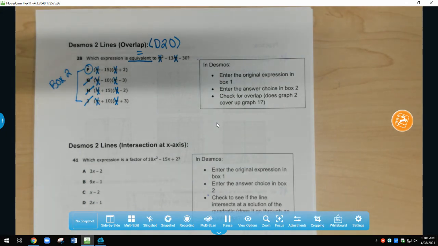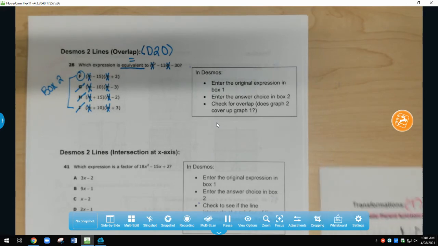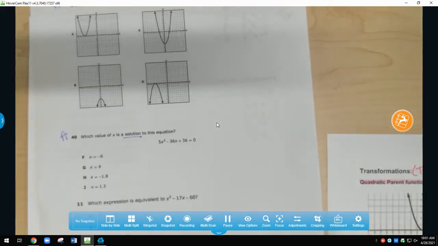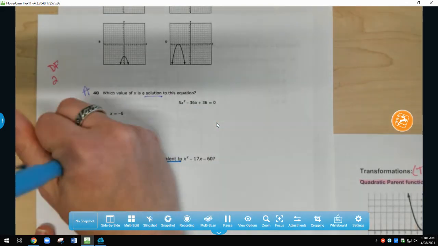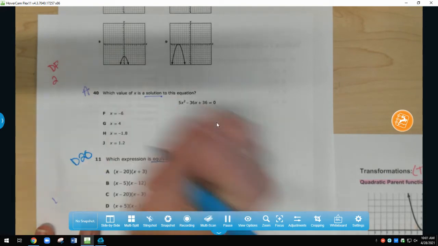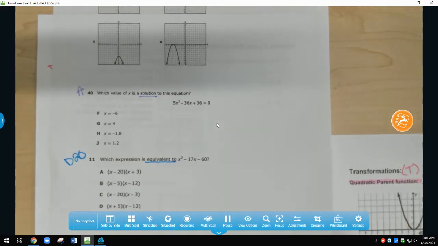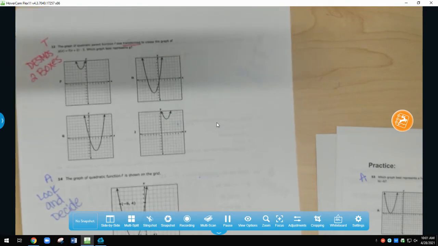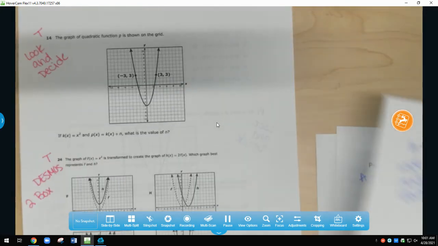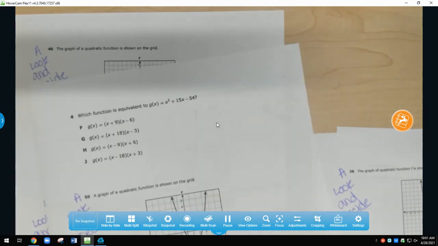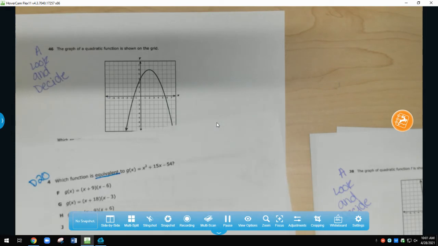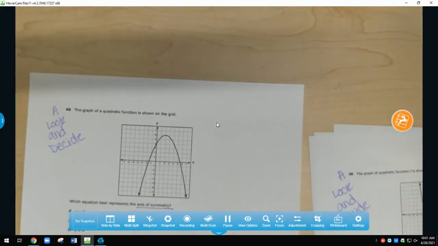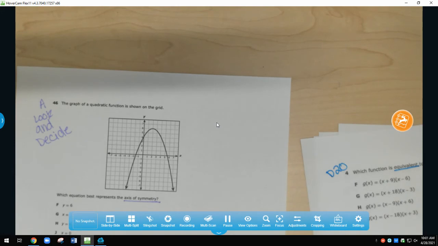Okay, so we're going to go through now and mark the ones that are overlap on those practice problems. So remember, the key word we're looking for is equivalent. So this number 11 would be a Desmos 2-box overlap. This one would be a Desmos 2-box overlap. And those are the only two in the practice problems that are going to be the overlaps.